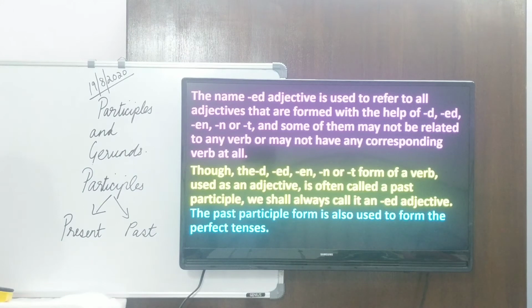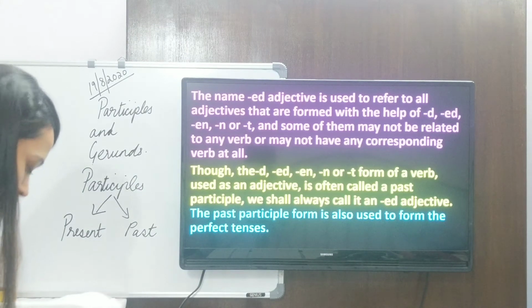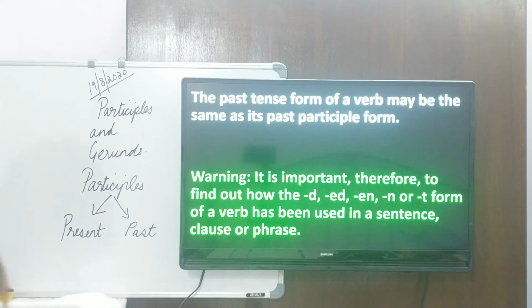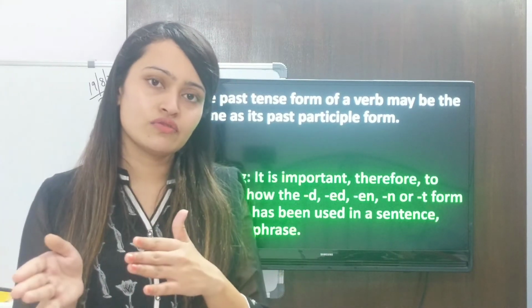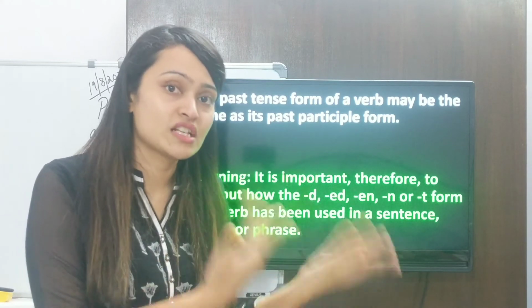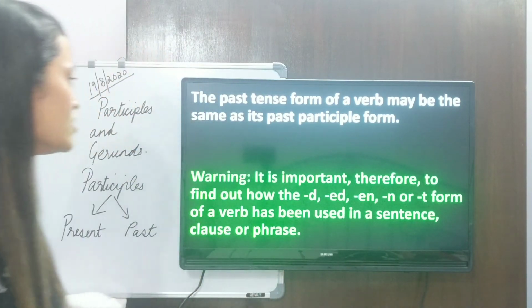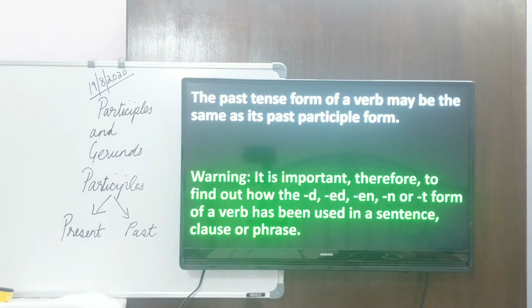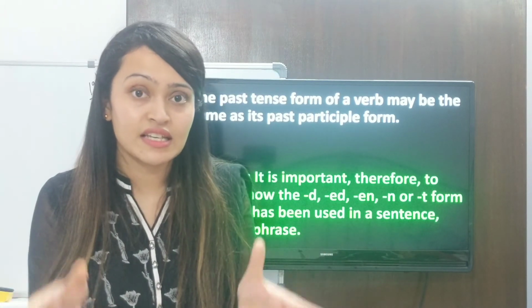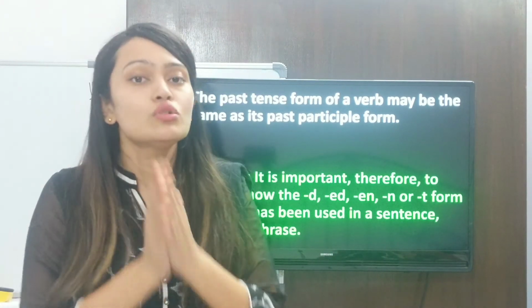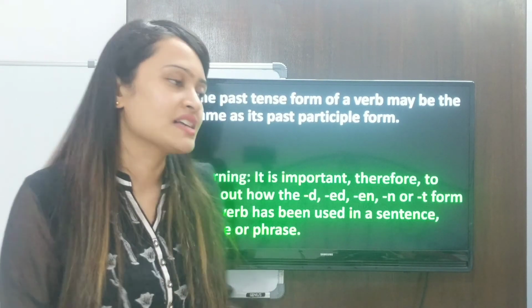The past participle form is also used to form past perfect tense. We've already studied that. The past tense form of a verb may be the same as its past participle form. We've already studied that as well, like we studied about buried being used as an adjective and buried being the past tense. Warning: it is important therefore to find out how the d, ed, en, n or t form of a verb has been used in a sentence, clause or phrase. So how do you get to know? By reading the sentence, understanding the sentence, and the placement of these verbs, you'll be able to understand what it is being used as.